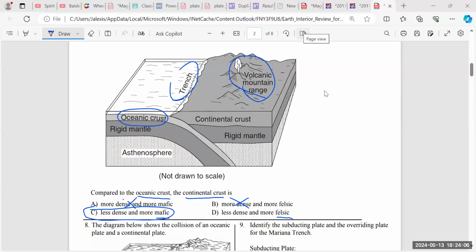Sorry, guys. Correction, it is actually supposed to be choice D. We just said it's supposed to be more felsic. I apologize. Choice D for number 7 is the correct answer.